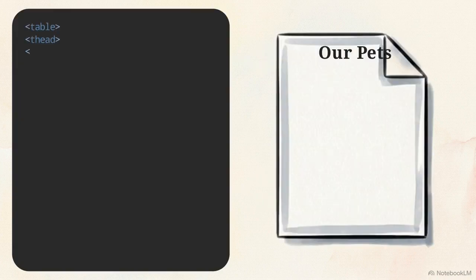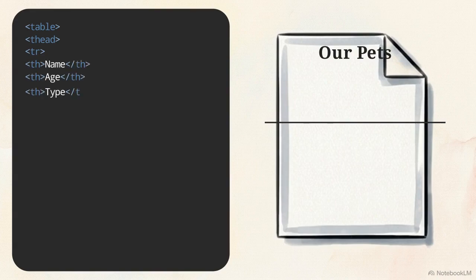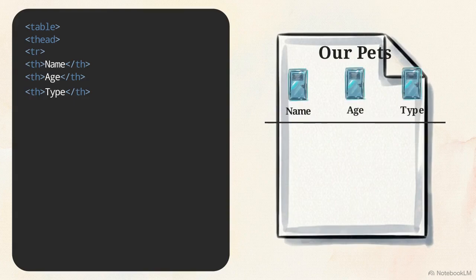Back in our code editor, we open our header block and type TR. This stands for table row. Whenever you write this tag, imagine drawing a single horizontal line straight across your paper. We need labels to tell everyone what goes on that line. We use TH, which means table header. As we type name, age, and type inside these tags, nameplates pop up on our canvas.